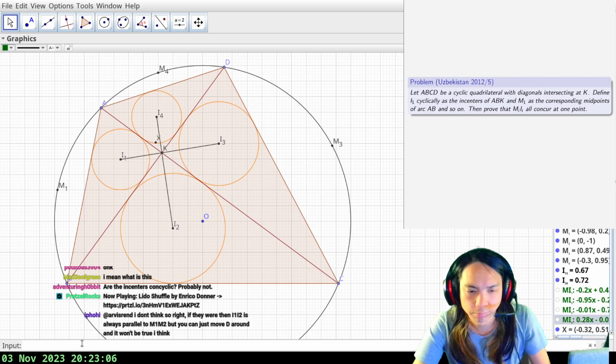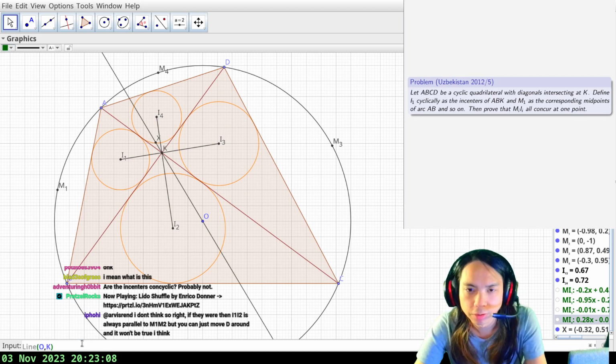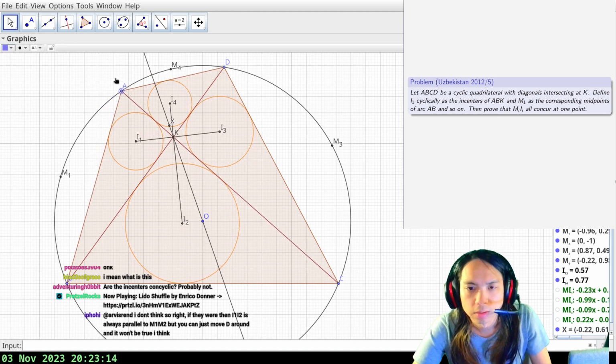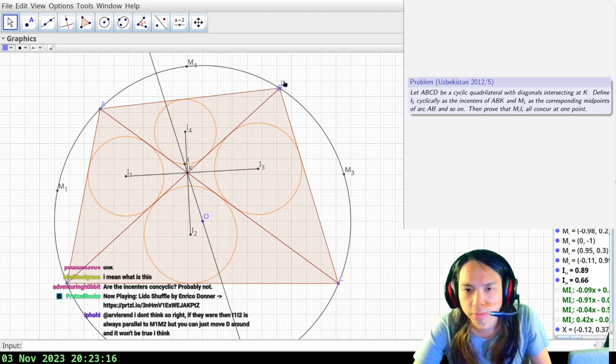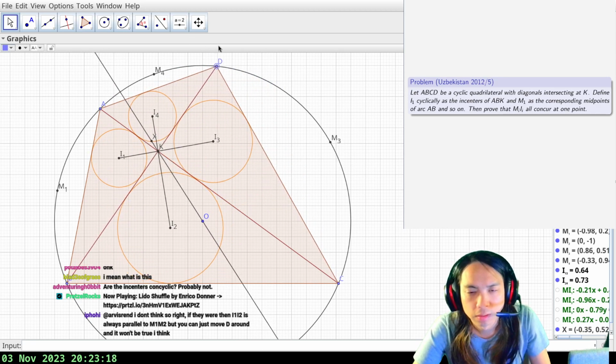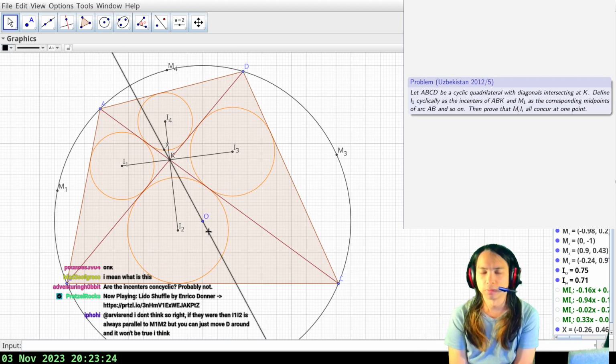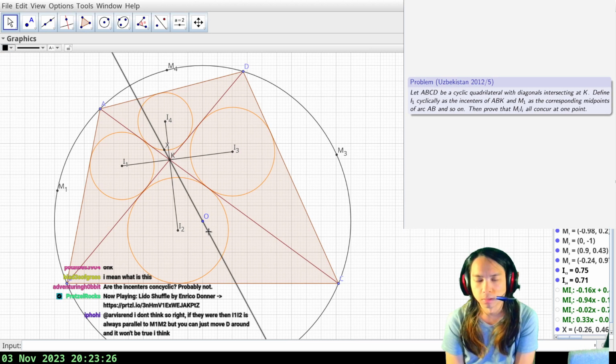Okay. Yeah. Actually, that's good. We can check if OK passes through X. Yeah, it seems like it does. I don't know how to describe X, but yeah, it does seem to lie on line OK. Okay, so that's nice.